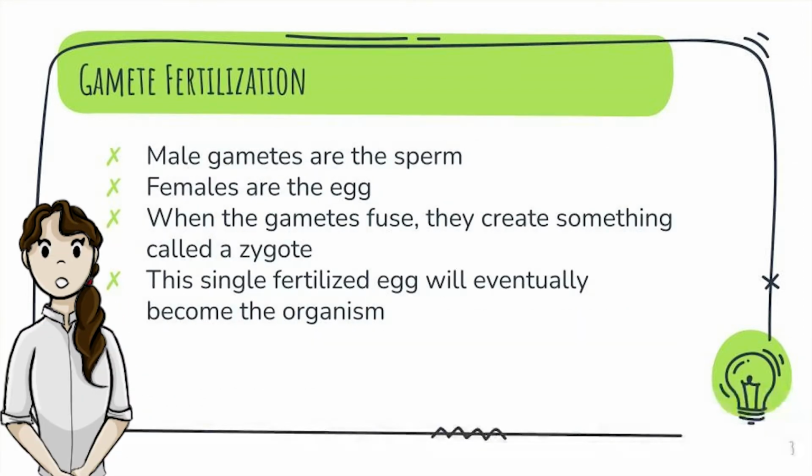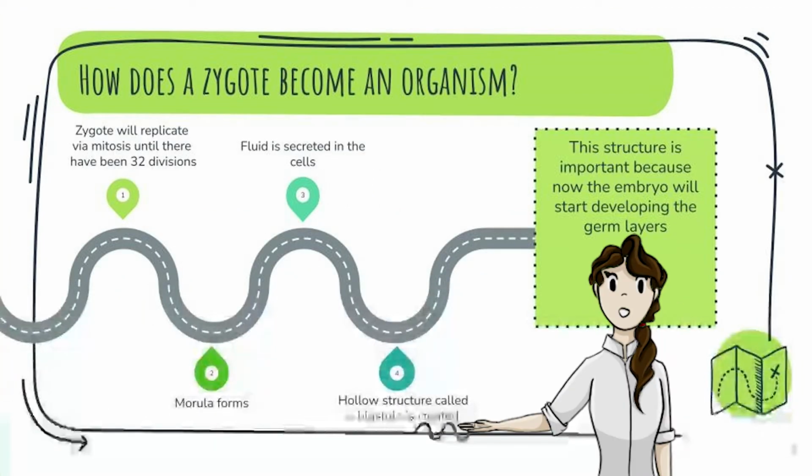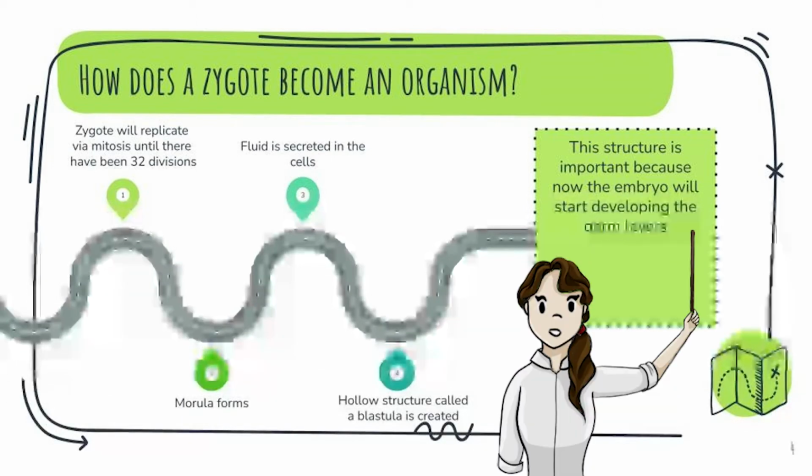When the gametes fuse, they create something called a zygote. This single fertilized egg will eventually become the organism. How does the zygote become an organism? Well, through a four-step process, the zygote will replicate via mitosis until there have been 32 divisions, after which the morula forms. Fluid is secreted from the cells in the morula and creates a hollow structure called a blastula, which is important because now the embryos start developing germ layers.